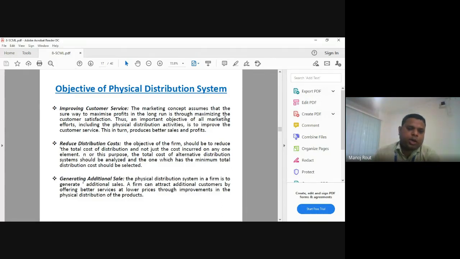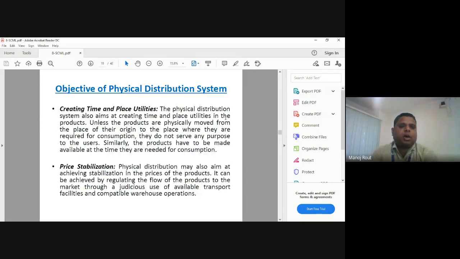So moving to the next one. The next is the objective of the physical distribution system. In physical distribution systems, creating time and place utility, the physical distribution system also aims at creating time and place utility in the product. Unless the products are physically moved from the place of origin to the place where they are required for consumption, they do not serve any purpose to the user.